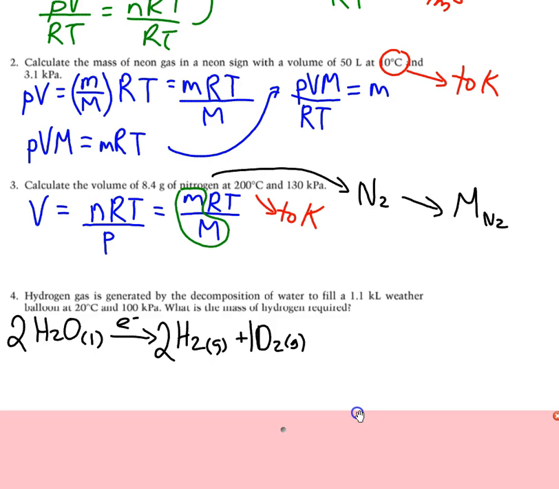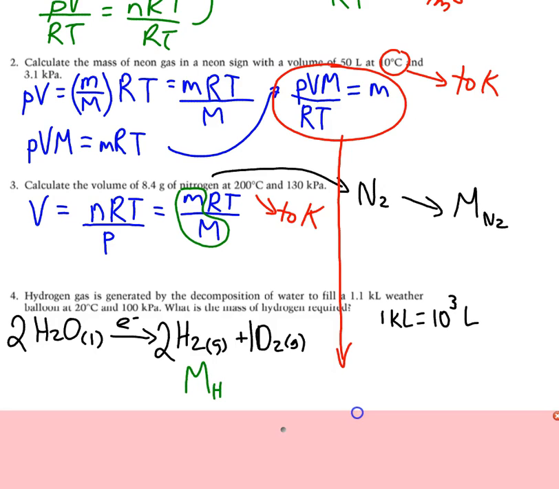So we have 20 degrees Celsius and 100 kilopascals of pressure filling a 1.1 kiloliter weather balloon. Again here 1 kiloliter is equal to 10 to the 3 liters. We're trying to determine the mass of hydrogen that is required. So here it would be again using the formula that we generated from question number 2. This would probably be the best way of reusing something we've already isolated, so we can refer back to that and just recall that hydrogen is diatomic, so your molar mass of hydrogen H2 needs to be determined, and your temperature needs to be converted again into Kelvin.